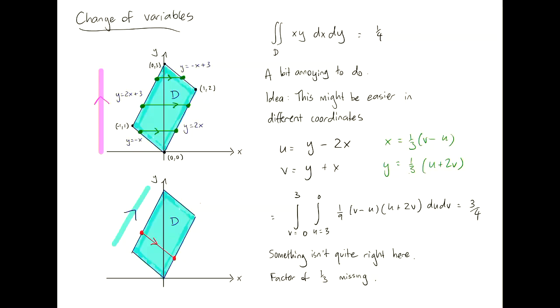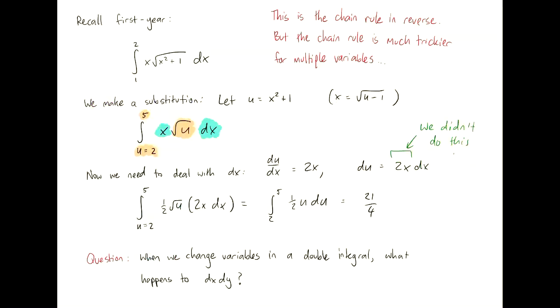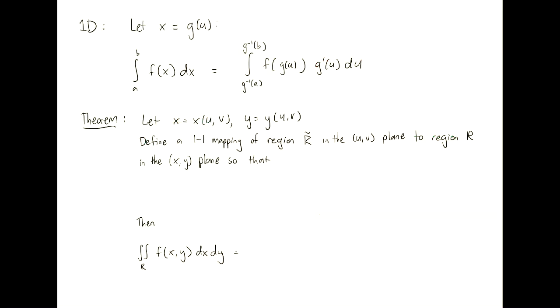However, if we want to map our region in R2 to some other region in R2, then our map is two-dimensional, and we can't rely on the single variable chain rule. Integration by substitution is the chain rule in reverse, and the chain rule is much more complicated when you have multiple variables. That is good. If this was easy, then there would be nothing to do for the next hour.